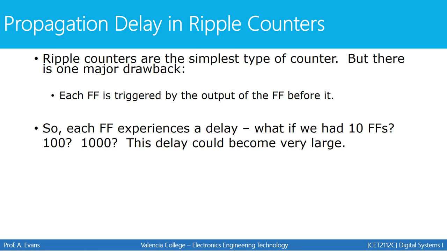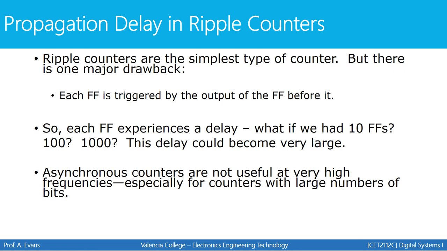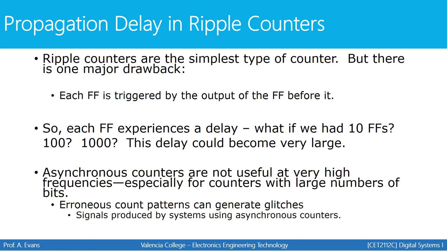Imagine flip-flop number 2,000 or 3,000 waiting for every flip-flop before it to get its output before that flip-flop can toggle. So the delay can become very large. Asynchronous counters are not very useful for high frequencies or counters that have a large range that they're counting up to. So these are great for smaller numbers, like if you only want to count from 0 to 10, or if you're doing lower frequencies. But anytime you really increase the frequency of your clock signal, or you're really trying to count to a very large value, the delay in these counters can really add up.